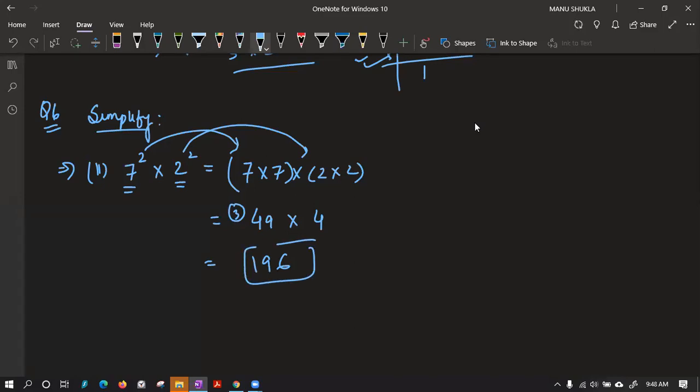Lavya, how did you get 28, beta? You have done just 7 into 4. You forgot 7 power 2 is there. Okay. The answer is 196. Mokshita, from where did you get 496? It is 7 into 7, that is 7 square, and 2 into 2, 2 square. After that, you have to multiply them with each other.